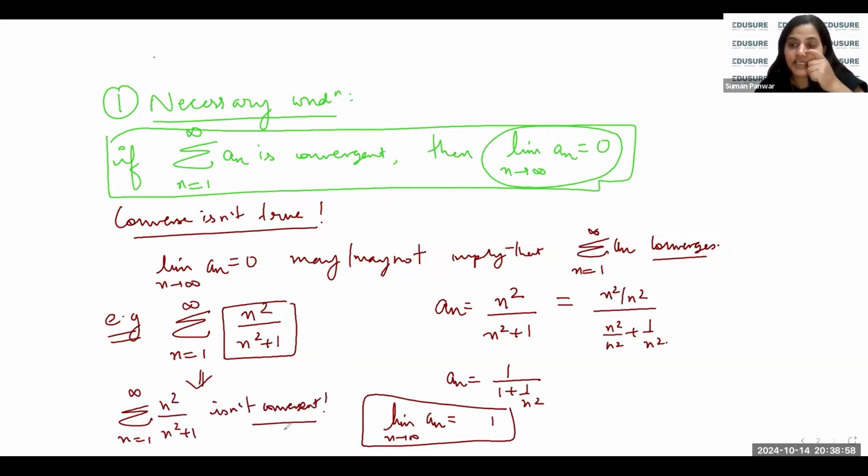This is the beauty of this test. Whenever you are asked to check the convergence of a series, always check where this limit is going. If this limit is non-zero, you can straight away say that the series is not convergent. If this limit is 0, then we proceed with our tests for the convergence or divergence of a series. Is it clear, everybody? Any doubt till here? If the series is convergent, then limit n tending to infinity a_n has to be 0. Therefore, if the limit is not 0, it automatically implies that the series is not convergent. Are we clear till here?